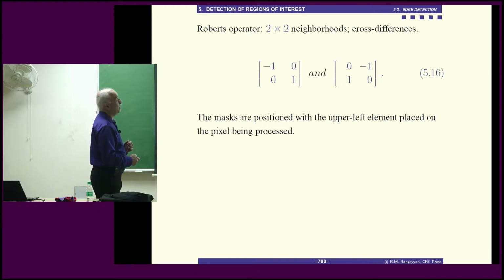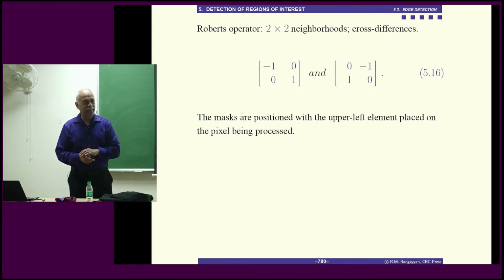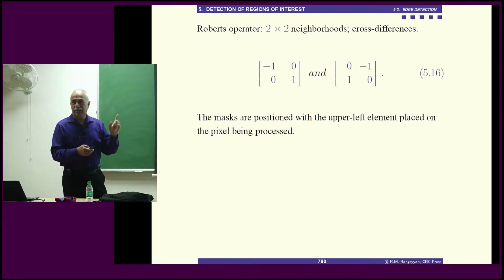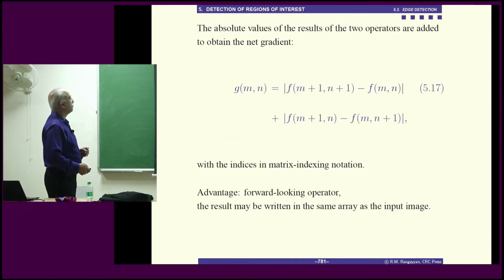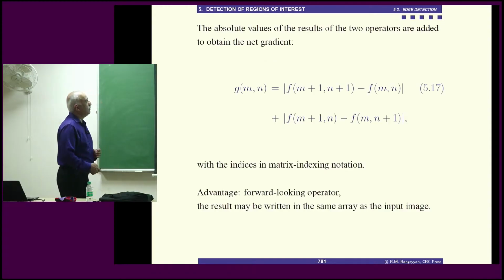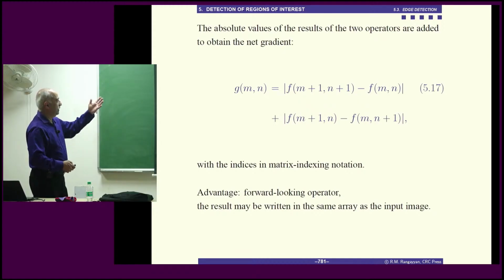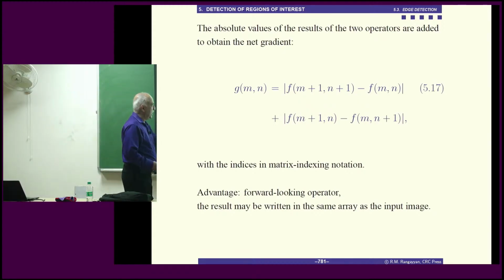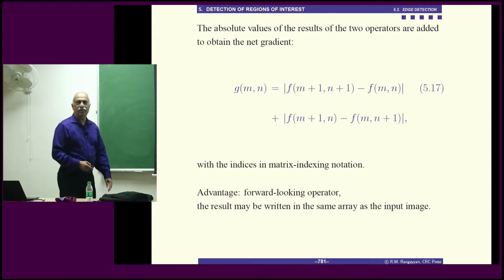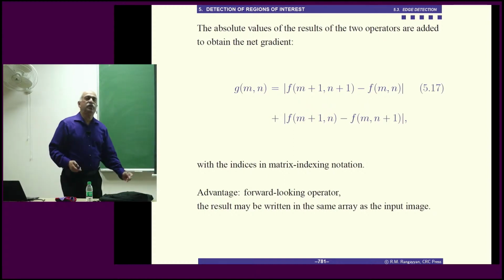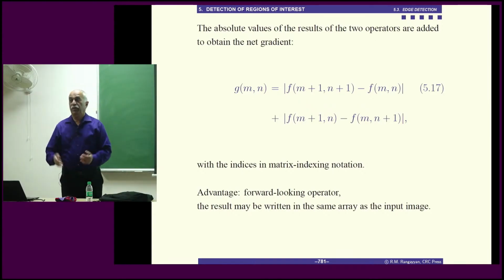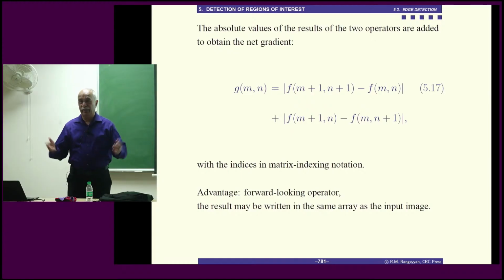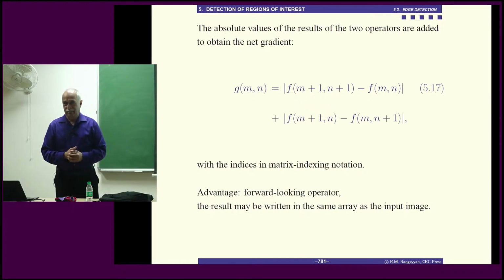But these are neither horizontal nor vertical derivatives. They are cross-shaped. Right? You cannot get the gradient angle and so on. It's some gradient. You could take the absolute value of those two and combine them, and it's a forward-looking operator, and the result may be written in the same array as the input image. It may still be useful if you have limited array and limited memory and you have a huge image from pathology slide scanning or remote sensing or something, but I don't think that is an issue anymore.